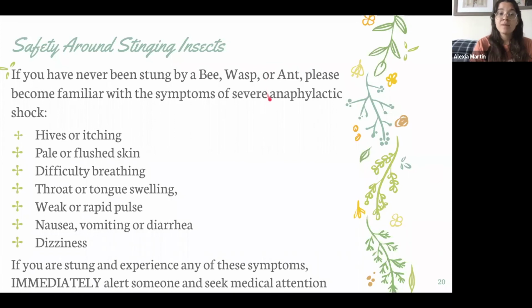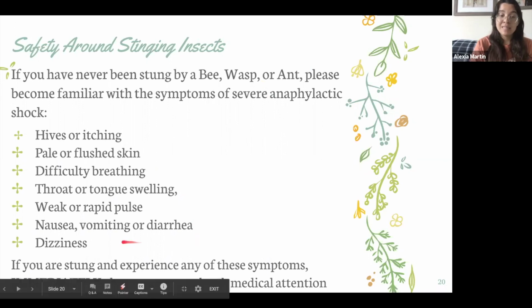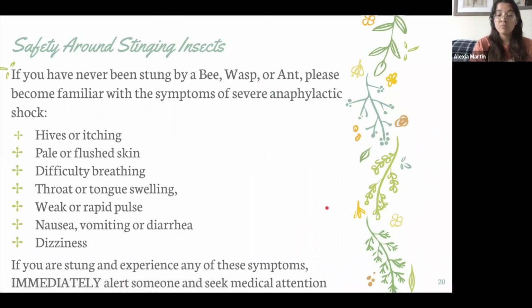If you've never been stung by a bee or a wasp or an ant before, please become familiar with the symptoms of severe anaphylactic shock. These include hives or itching, pale or flushed skin, difficulty breathing, throat or tongue swelling, rapid or weak pulse, nausea, vomiting, diarrhea, or dizziness. If you are stung by one of these insects and you experience any of these symptoms, immediately alert someone and seek medical attention.